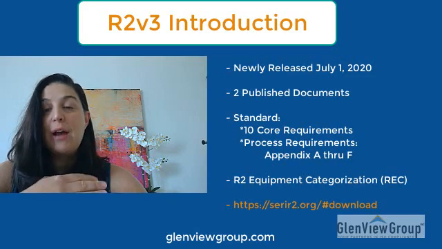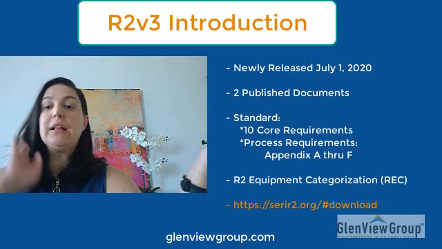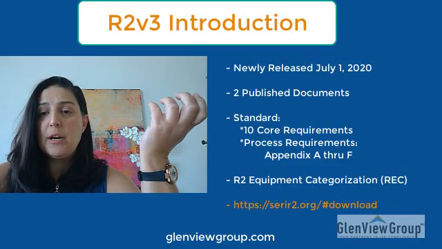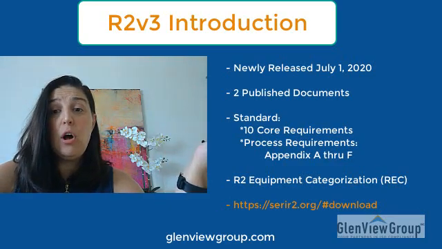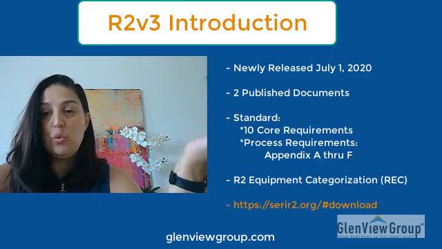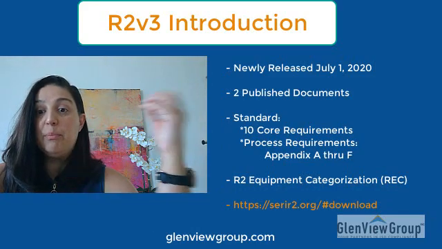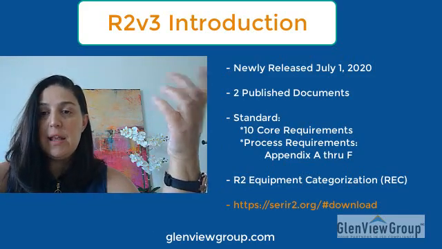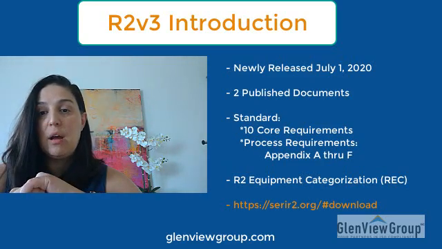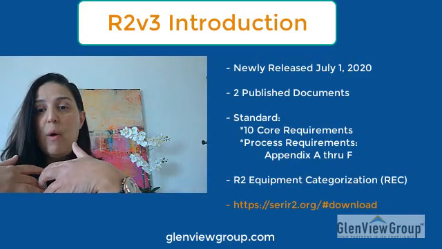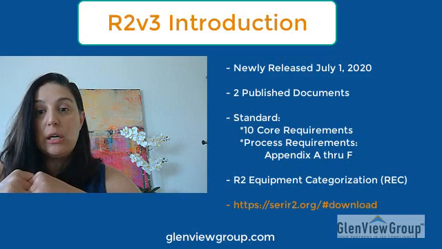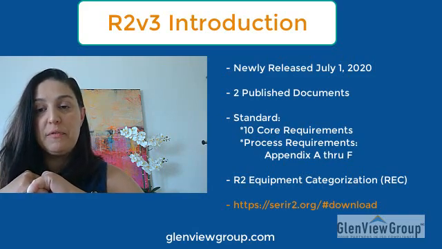The first document is the standard, or Responsible Recycling Standard version 3, which has two parts. The first part is what are now being called core requirements, which are more or less equivalent to the R2 2013 provisions. Obviously, there was some reshuffling, some provisions have been renamed, and the structure of the core requirements, or the titles of the core requirements, are a little bit different than the original provisions.